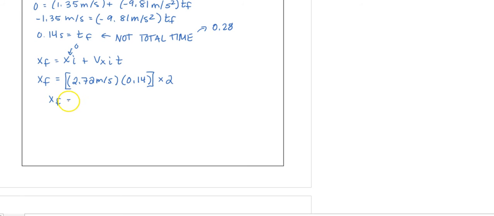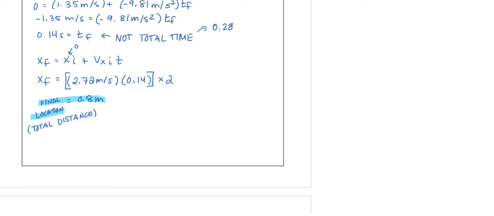So when you find out x sub f times 2, that will give you the final location or total distance. That's also total distance. And this comes out to be 0.8 meters. So quite a few steps just to find that one thing.